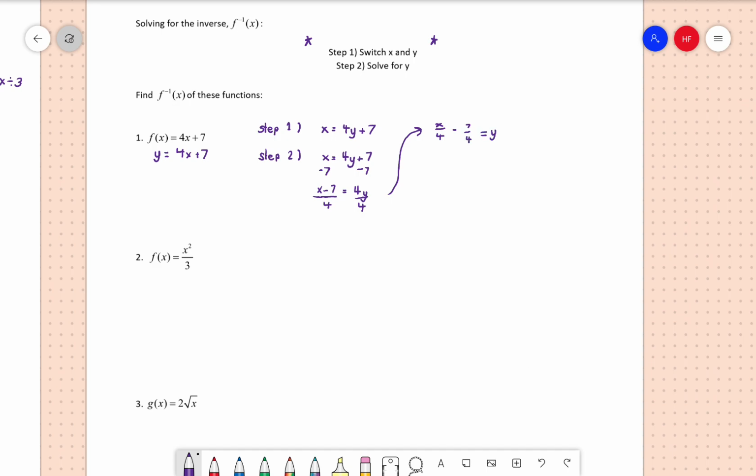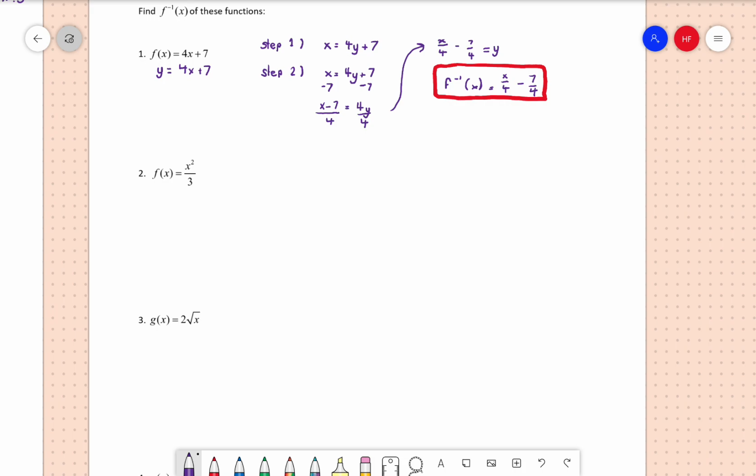equals y. And when we write an inverse function, because I already got this y isolated, we say the inverse of f of x is equal to everything that y equals. So x over 4 minus 7/4. And that would be my final answer. So we just switch the x and the y, and then we solve for y. So let's do number 2.